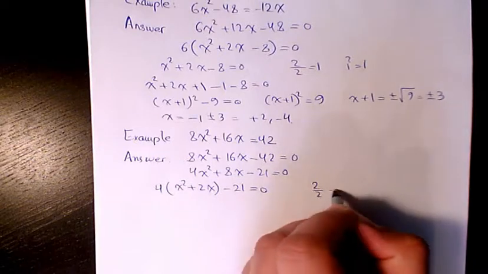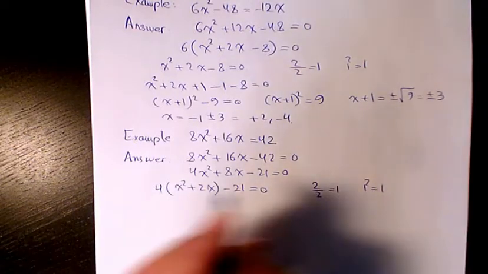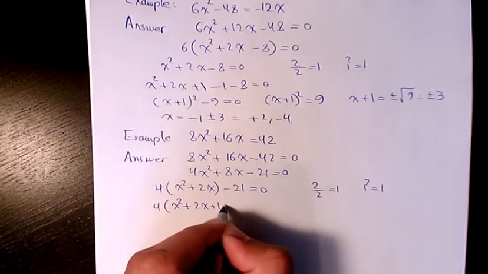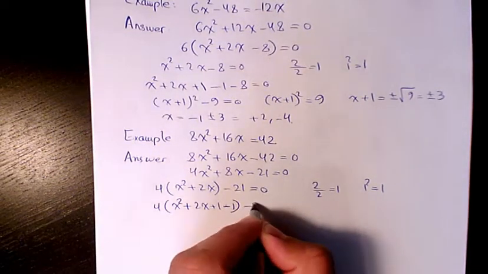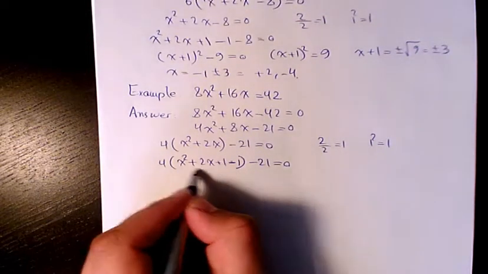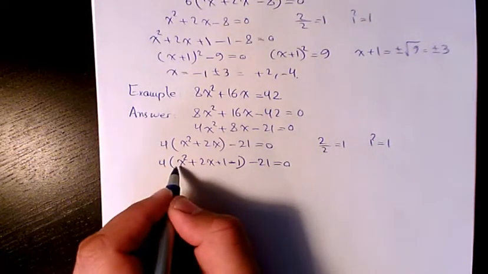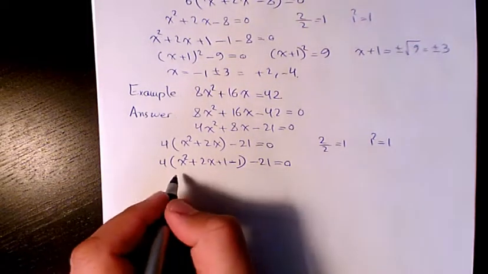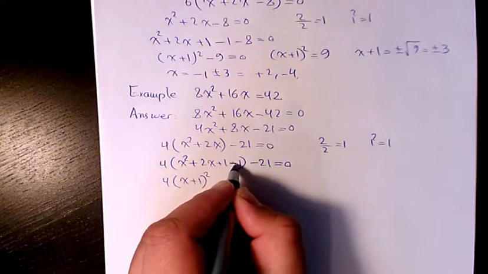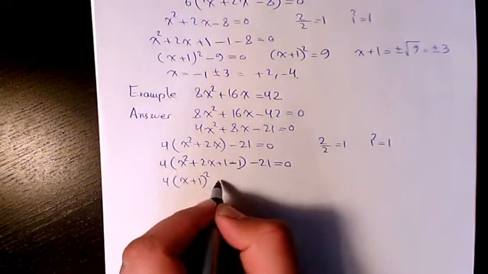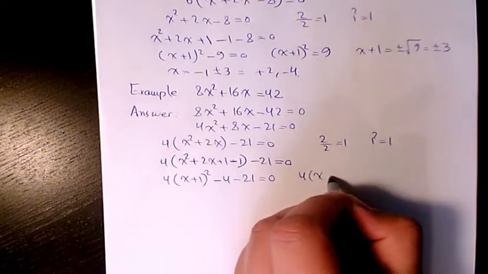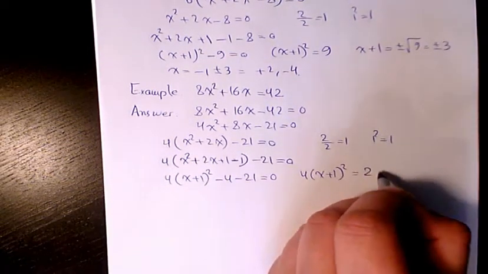2 divided by 2 is 1. 1 squared is going to be 1. So I have x squared plus 2x plus 1 minus 1 minus 21 equals 0. Then the first three terms in here is the perfect square. So I need to move this one out. So I have 4 times x plus 1 squared. When you move this out, I need to multiply it by this guy. So it's going to be negative 4, negative 21 equals 0. So 4 times x plus 1 squared is going to be 25.